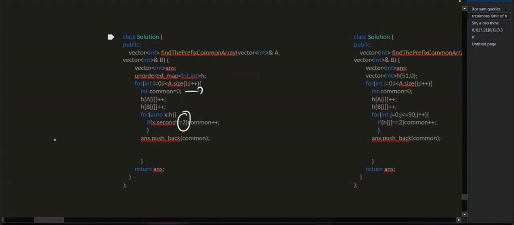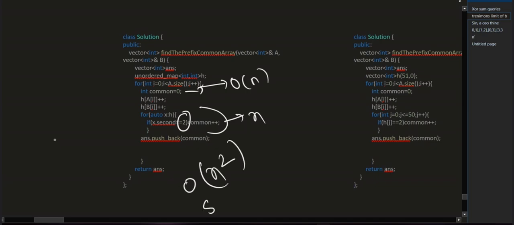So for this first approach, the time complexity was like initially we were going through the whole array, that is O of n, and then iterating through the maps again. At max it can contain all n distinct elements, so this is also n. So the whole time complexity was n square.